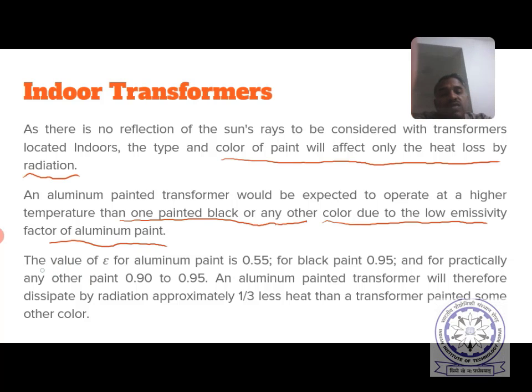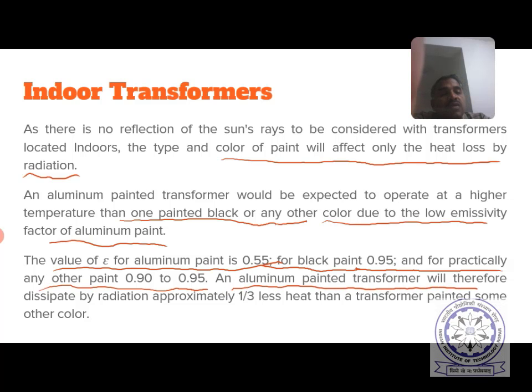These values are also given here. The value of epsilon for aluminum paint is just 0.55, and for black paint it is 0.95, and for practically any other non-metallic paint, it is in the order of 0.9 to 0.95. Therefore, they are good enough in indoor transformers. An aluminum painted transformer will therefore dissipate by radiation approximately 1/3 less heat than a transformer painted in some other color.